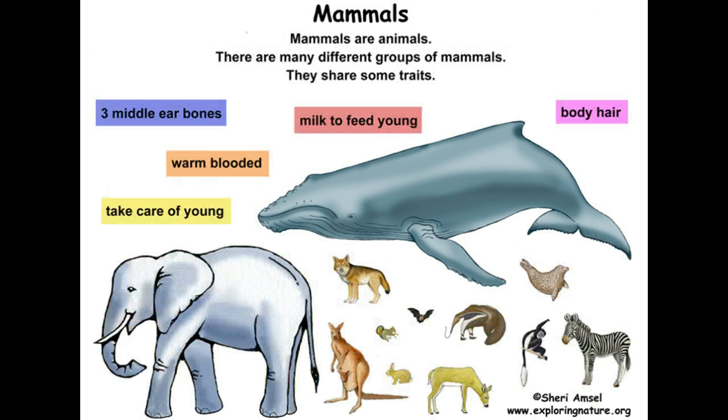So in review, mammals are animals that share some of the same traits. Three middle ear bones, warm-blooded, they take care of their young, they use milk to feed their young, and they have body hair. Some of them do, some of them don't. And of course, in review, look at the pictures to see some mammals.